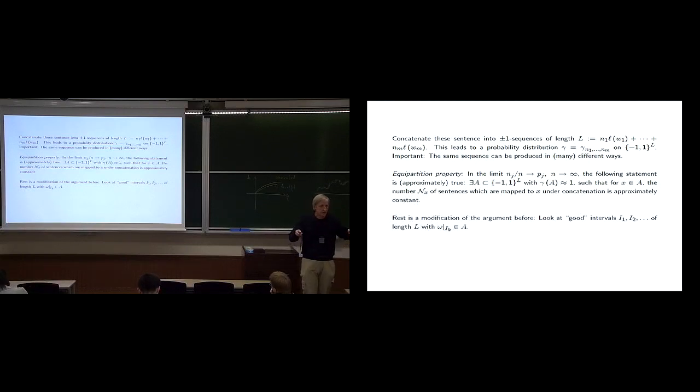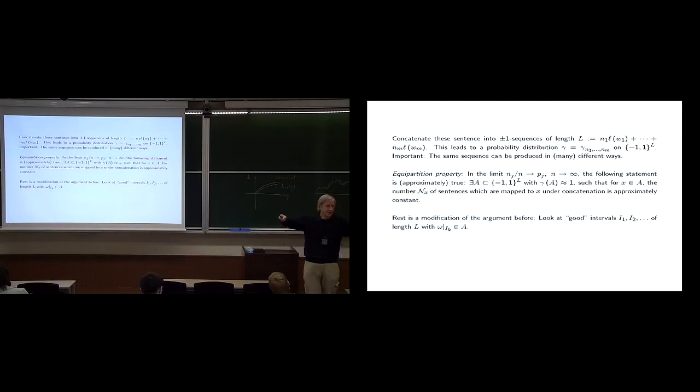So if I concatenate it, this doesn't work with the Japanese characters. But plus minus 1, okay, you can do it. So then what you are getting is a probability distribution. You're starting with the uniform distribution I had before, and then you're getting a probability distribution on these sequences of plus minus 1. I call this probability distribution gamma.